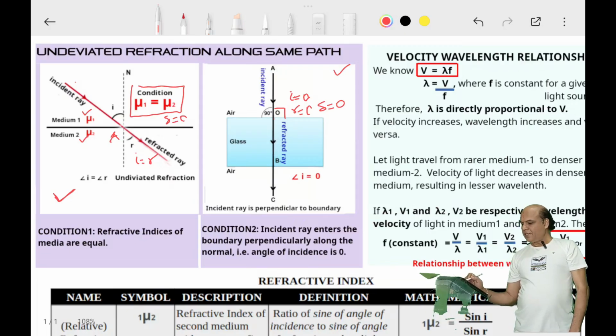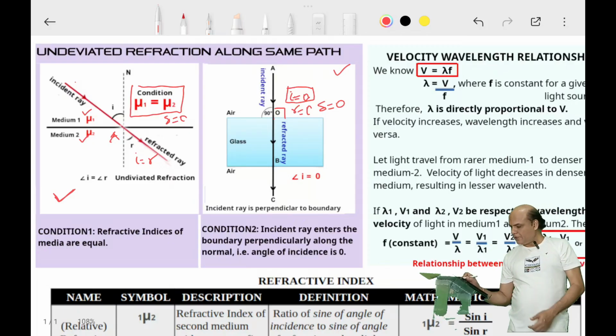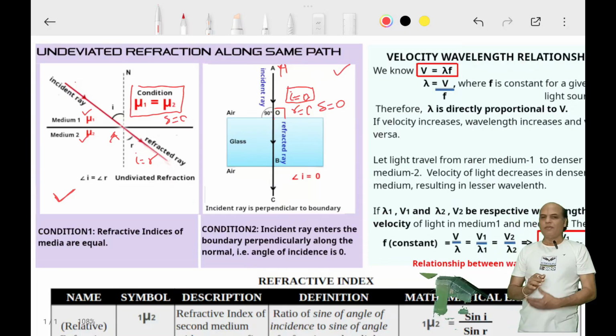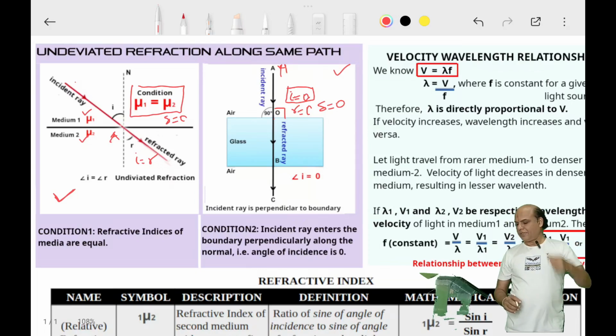Now here, what is the condition that is leading to this phenomenon? The angle of incidence is 0, that is, the incident ray should hit the boundary surface perpendicularly along the normal. So this is the normal to the boundary surface. The incident ray should hit the boundary surface along the normal, perpendicular to the boundary, that is, angle of incidence is 0. In this condition, undeviated refraction along the same path happens. So these are the two conditions in which undeviated refraction along the same path occurs.